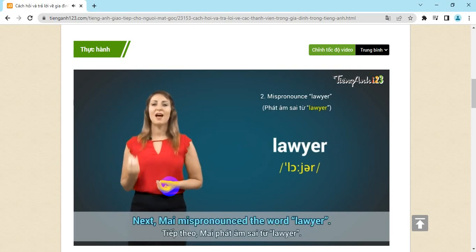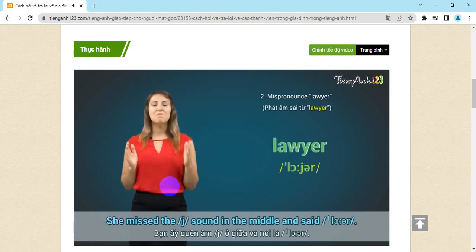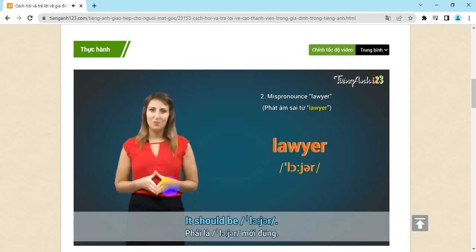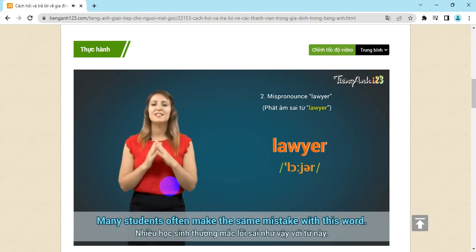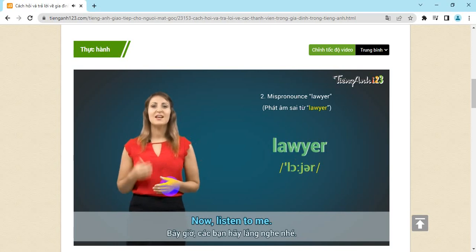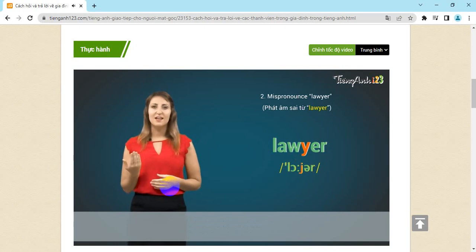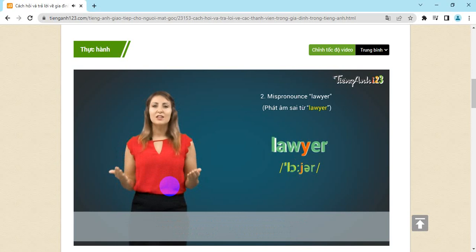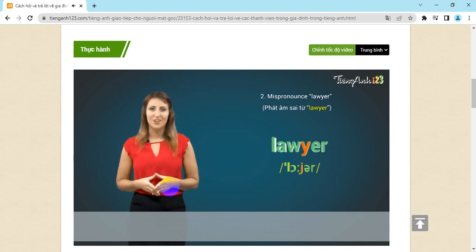Next, Mai mispronounced the word lawyer. She missed the y sound in the middle and said liar. It should be lawyer. Many students often make the same mistake with this word. Now, listen to me. Lawyer. Notice the y sound in the middle. Lawyer.